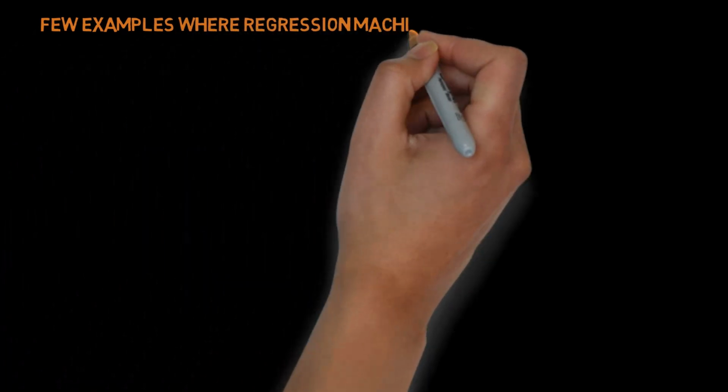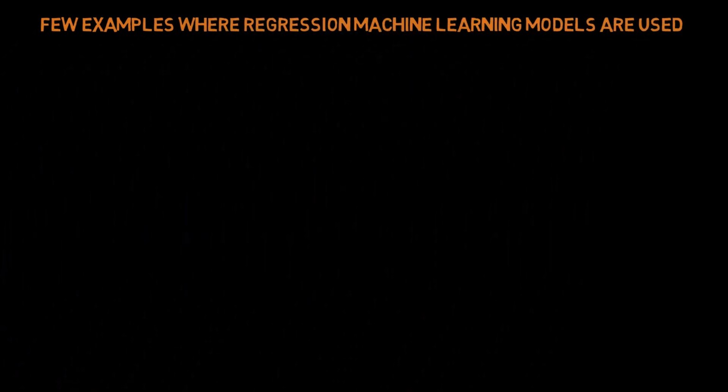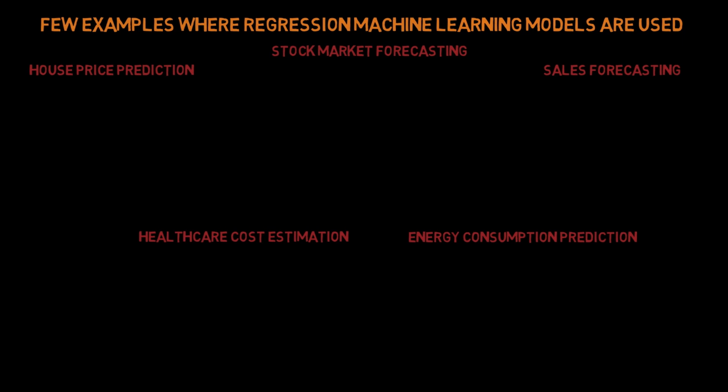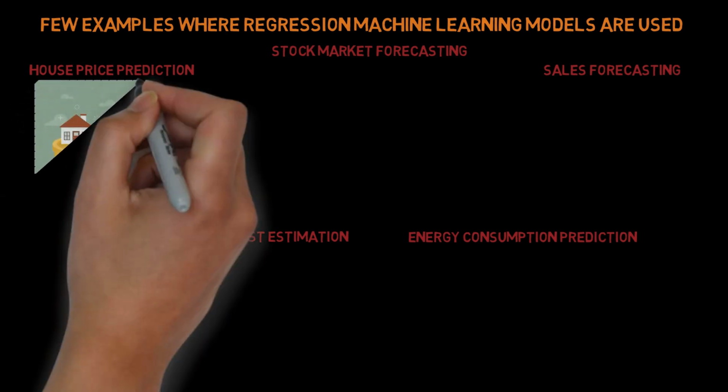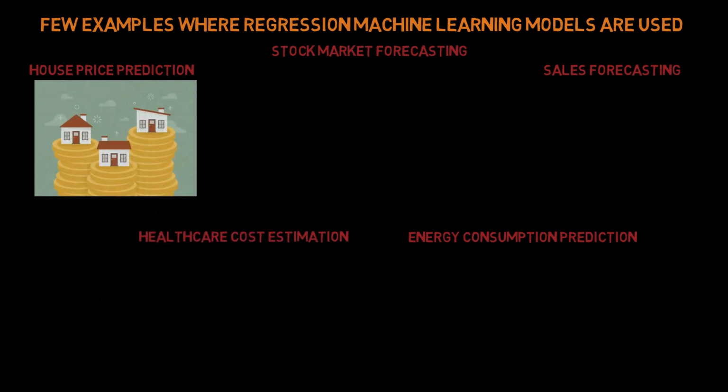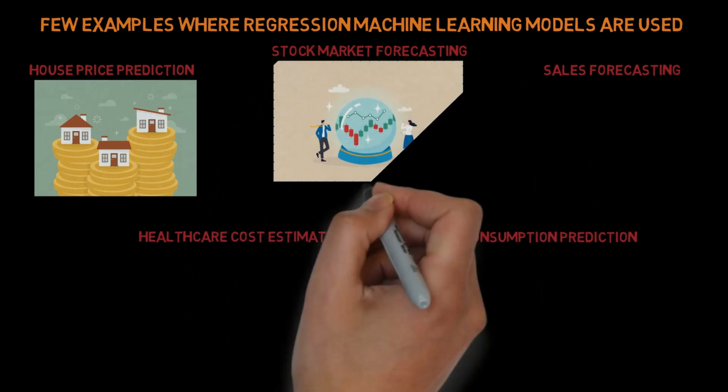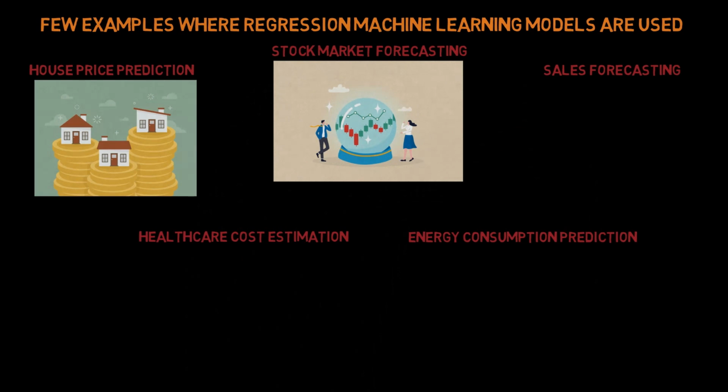Here are a few examples where regression machine learning models are used. House price prediction. Estimating the price of a property based on features like location, size, number of bedrooms, etc. Stock market forecasting. Predicting future stock prices based on historical data and market indicators.